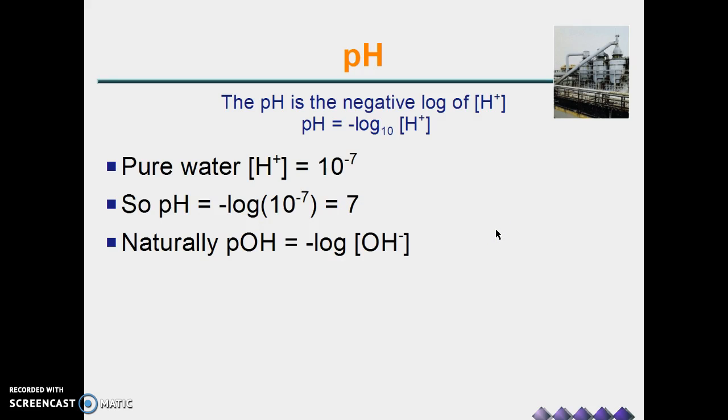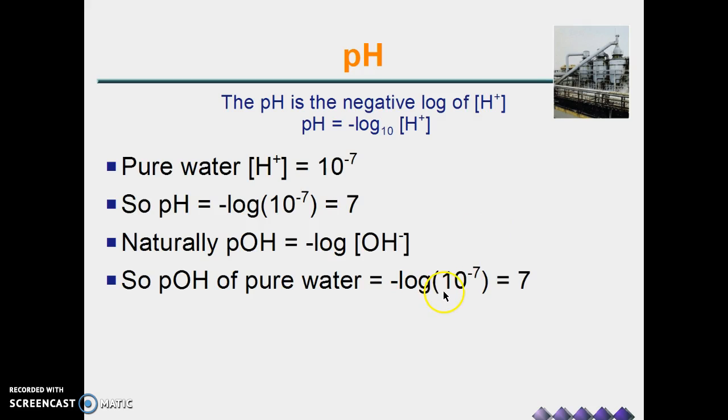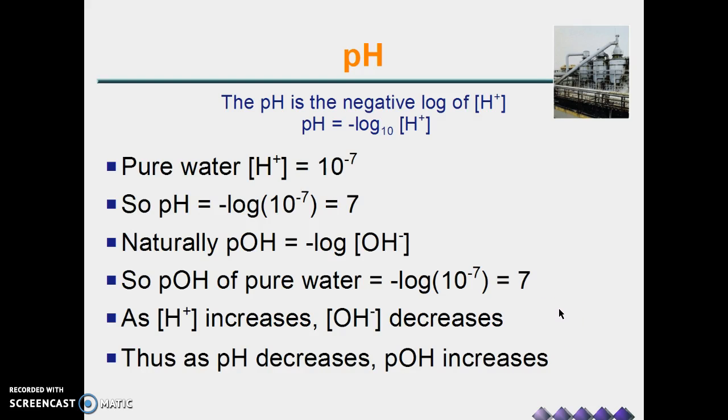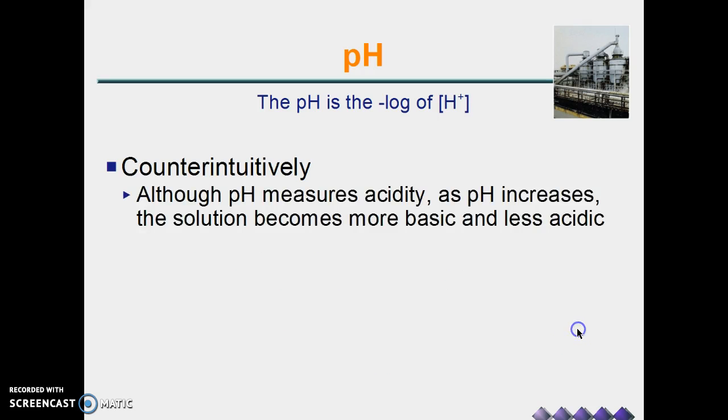Now, we would naturally believe that if we define the pOH, it is the negative log of the hydroxide ion concentration, and so it is. Therefore, the pOH of pure water is the negative log of 10 to the negative 7th. It is also 7. Now, as the hydrogen ion concentration increases, the hydroxide ion concentration will decrease because they have to multiply to give 10 to the negative 14th. And therefore, as the pH decreases, the pOH increases. Counterintuitively, although pH measures acidity, as the pH increases, the solution becomes less acidic and more basic because we're working with 10 to the negative pH.